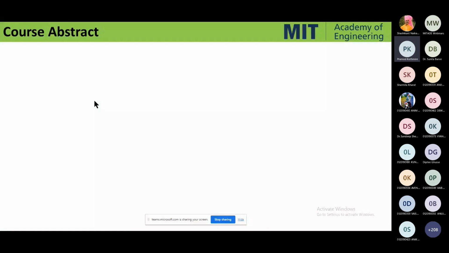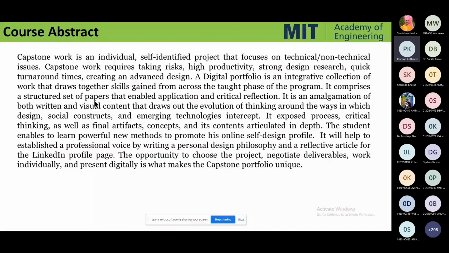So this is a course abstract. I will not kill your time in reading it. You can have a glance, and we have also presented the same in the syllabus copy. These are a few references.